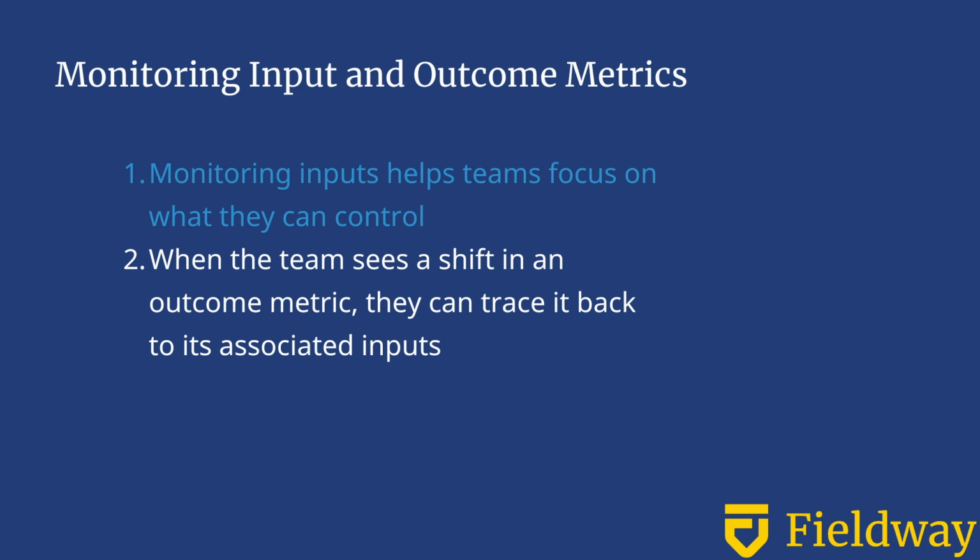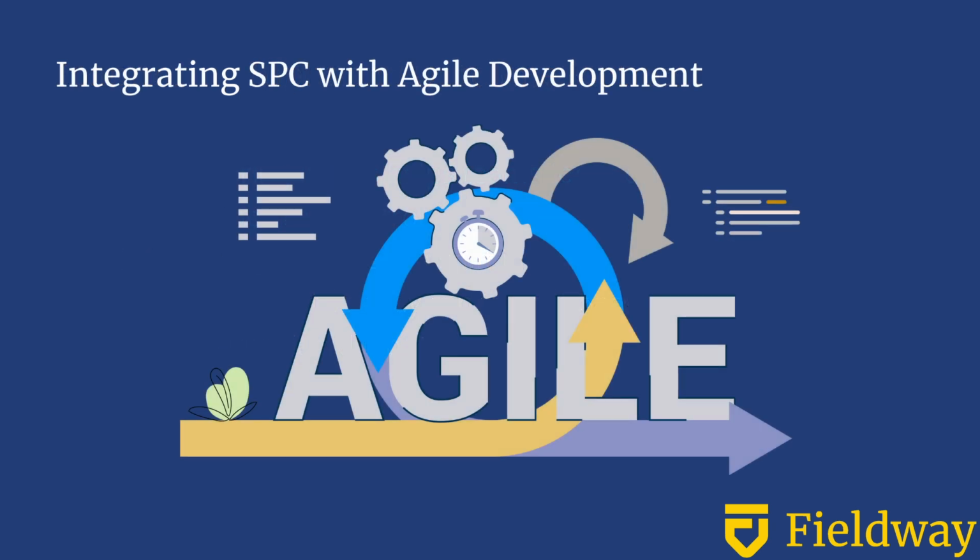Now, you might be wondering how all this fits with Agile development practices. After all, Agile is about responding to change, while SPC seems concentrated on maintaining stability. Successful teams have found these approaches complement each other perfectly by focusing on the right input metrics.